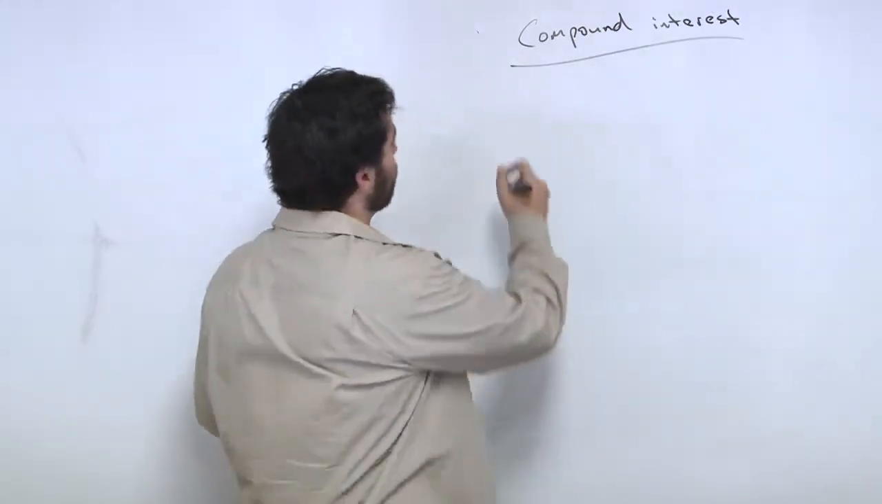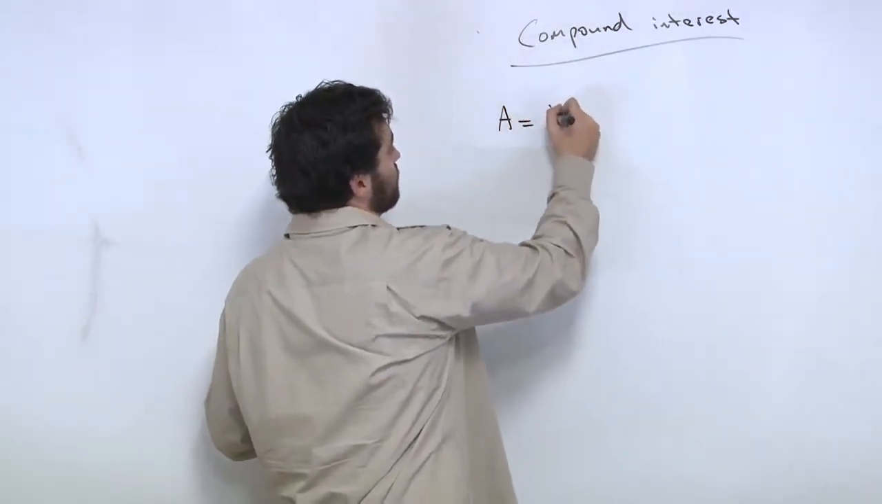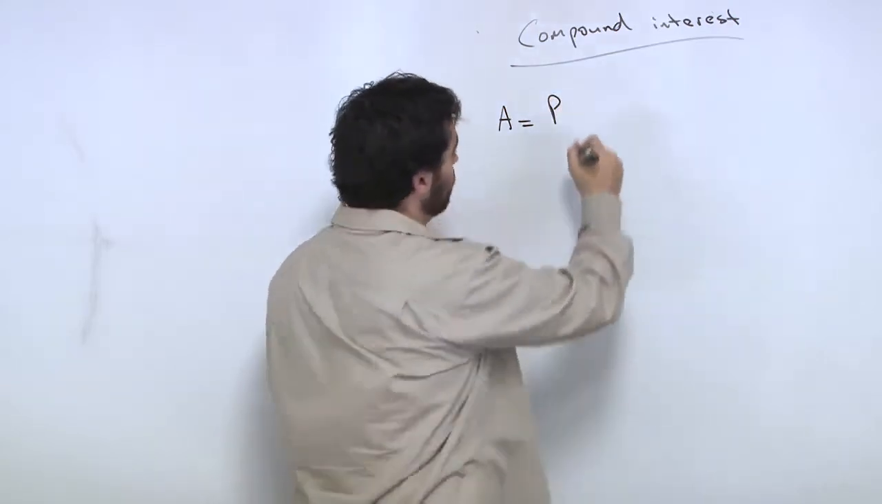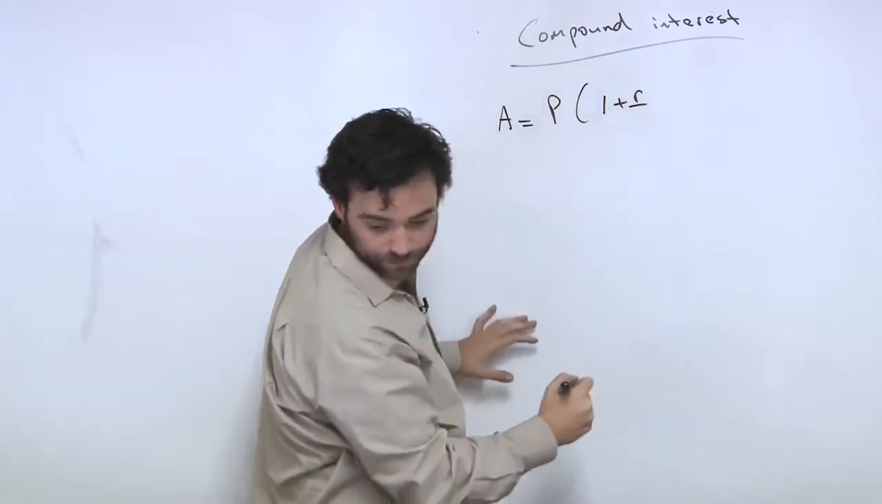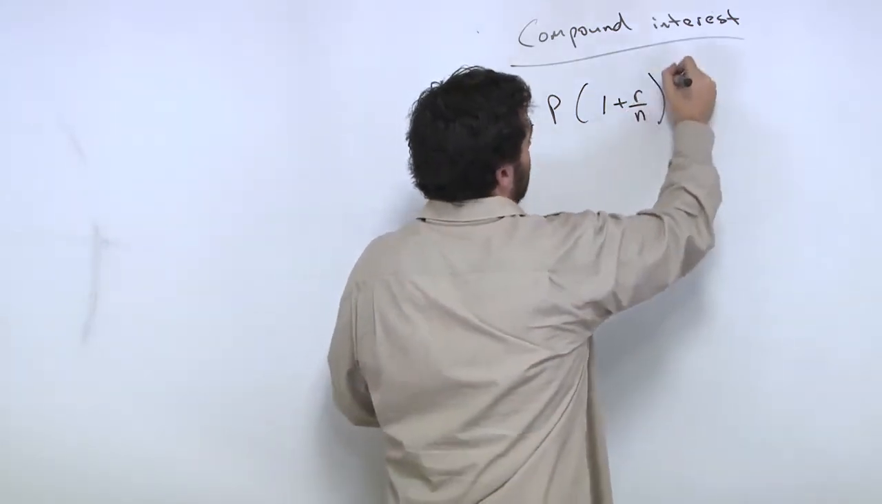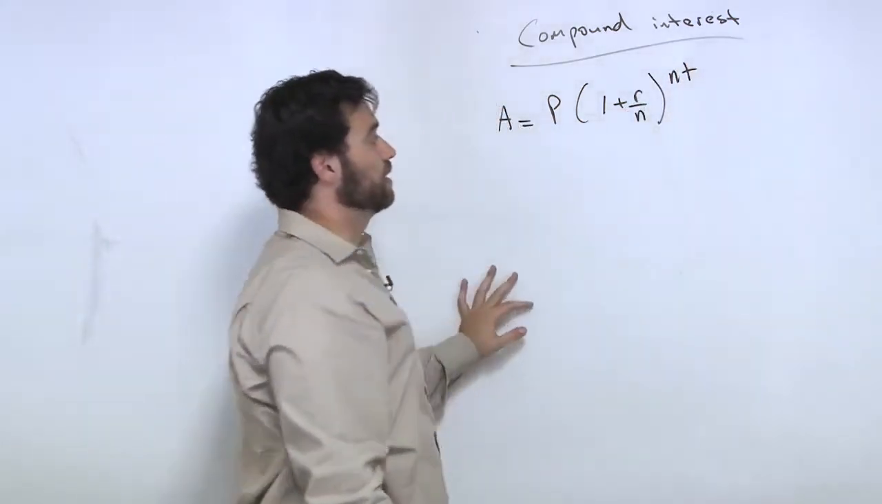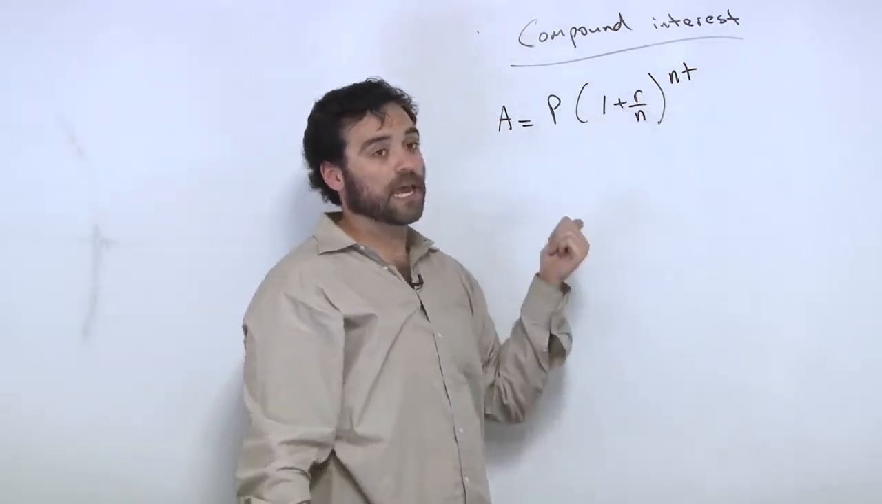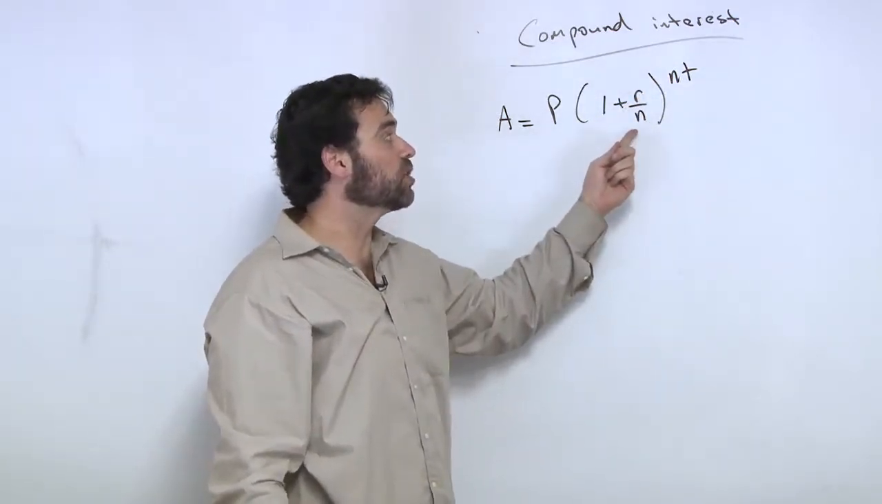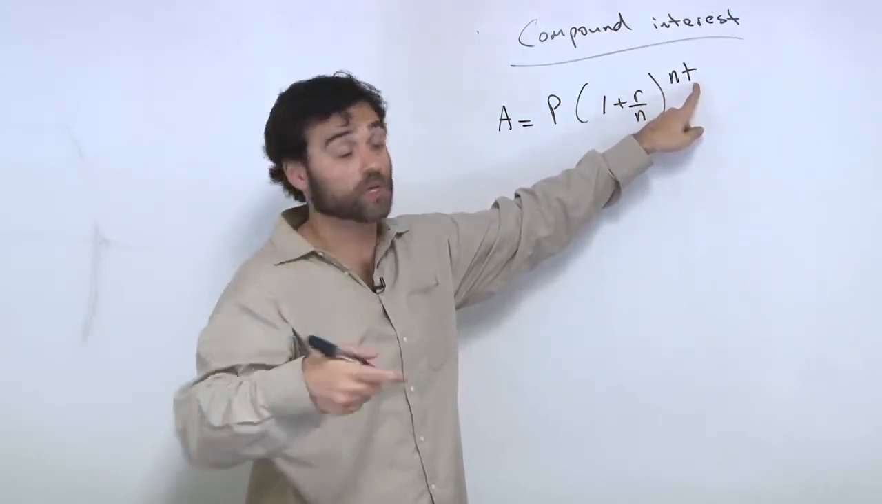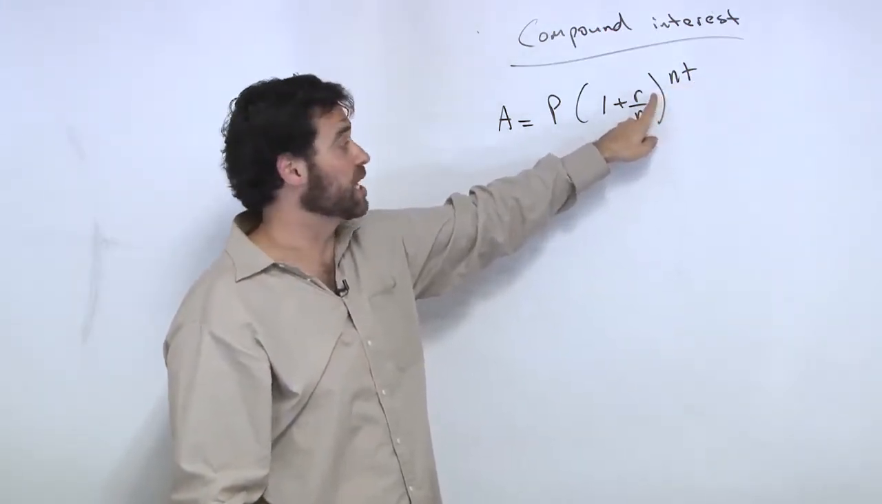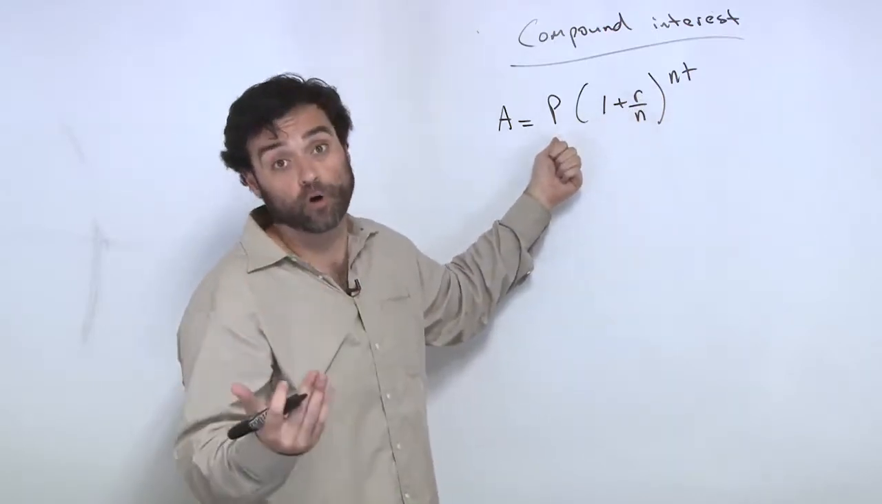The formula we have is A equals P times (1 plus r over n) raised to n times t, where P is the principal borrowed. N is how often it compounds. If this is yearly, n is 1. T is how many years your loan is for. R is your rate in percentage. P is the principal, the amount borrowed.